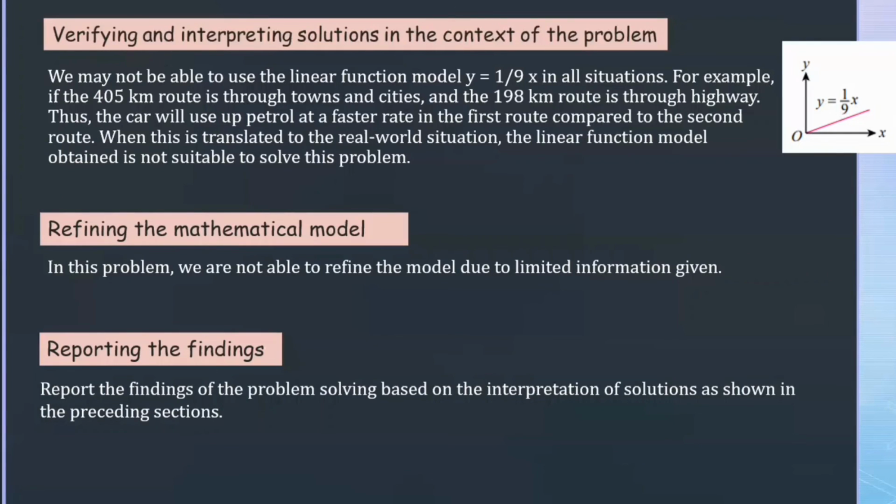Verifying and interpreting the solution in the context of the problem. We may not be able to use the linear function model y equals 1 over 9 x in all situations. For example, if the 405 km route is through town and city, and the 198 km route is through highway, thus the car will use up petrol at a faster rate in the first route compared to the second route. When this is translated to the real-world situation, the linear function model obtained is not suitable to solve this problem.